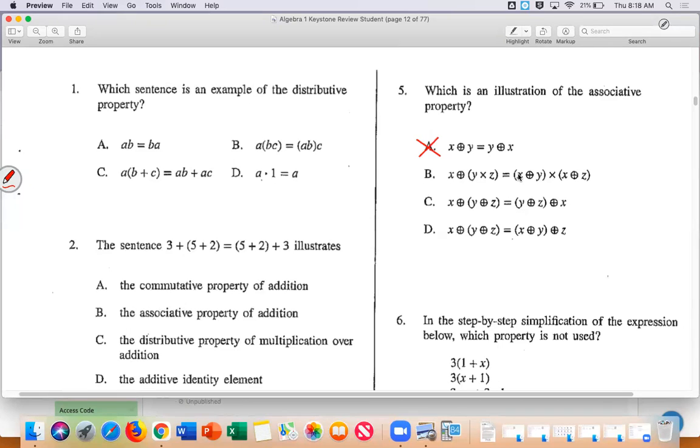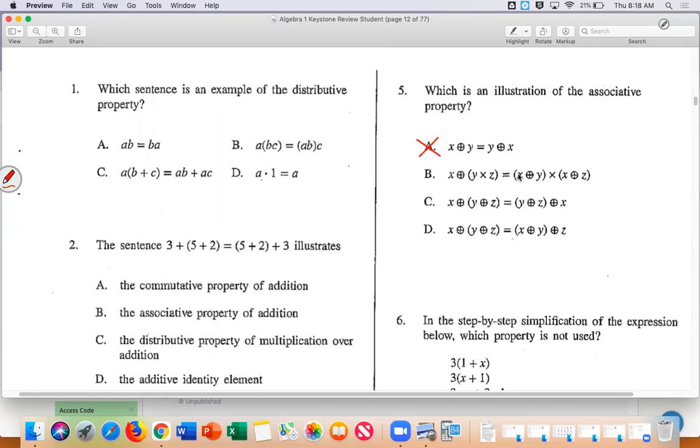Now, let's kind of talk about this. The associative property, right? Let's think about it this way. When you're working the pony rides, do you care who you work with? No, you don't, because you're a good employee.